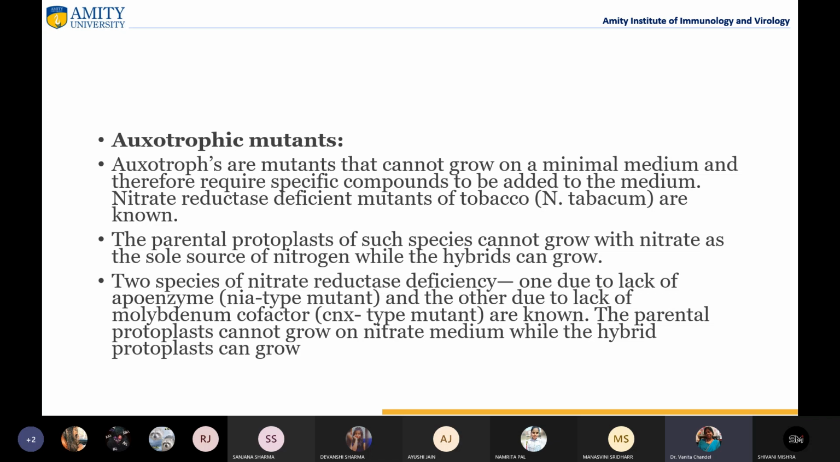So the two species of nitrate reductase deficiency, one which is due to the lack of apoenzyme and other which is due to the lack of molybdenum cofactor, are known. So the parental protoplast cannot grow on nitrate medium while the hybrid protoplasts can grow. So this is how we are going to separate them.